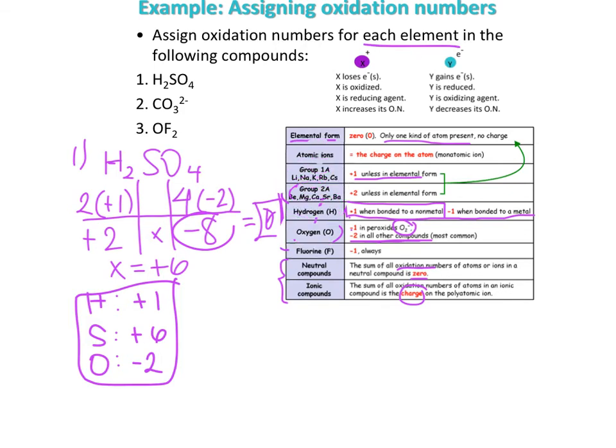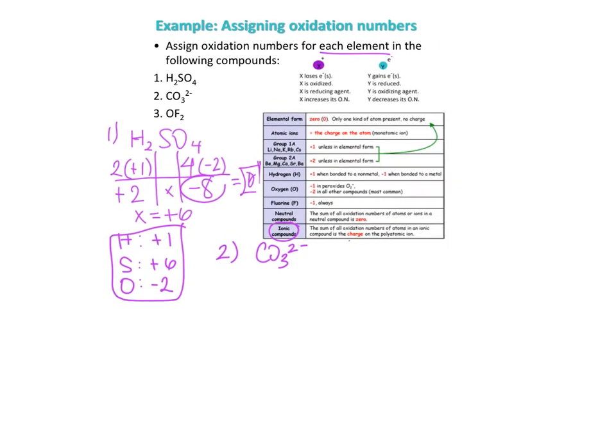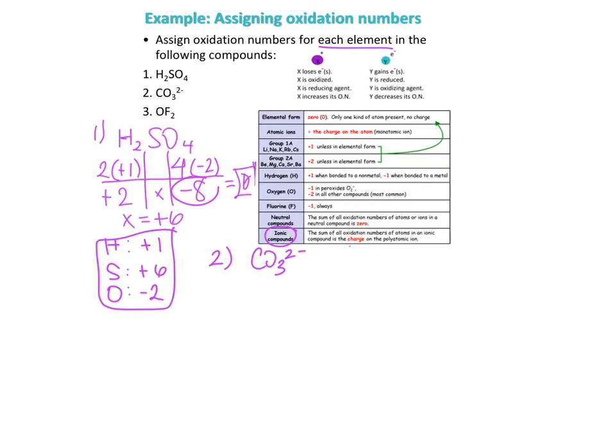So let me clean this up and then we can move on to our next one. Our next one is a polyatomic ion, CO3 2-, it's actually called carbonate. Remember earlier I stated that for ionic compounds, the sum of their oxidation numbers will be whatever their charge is. So here we're going to set this up again. This is going to equal -2.